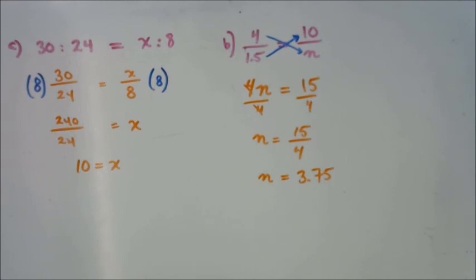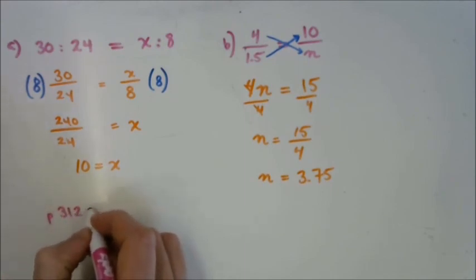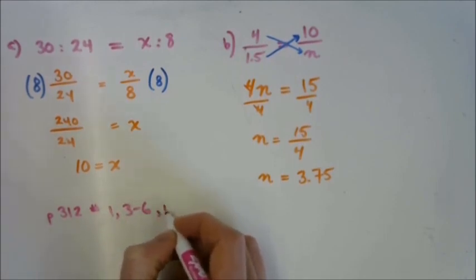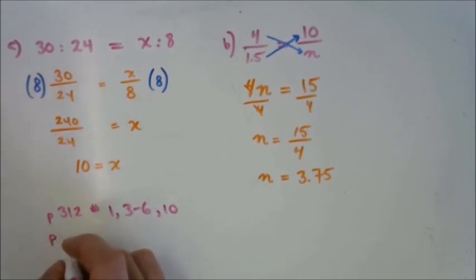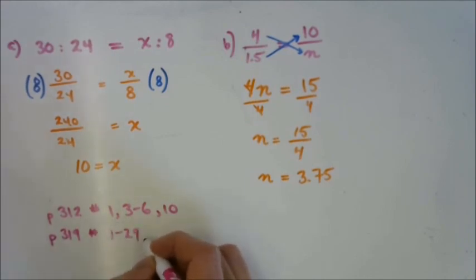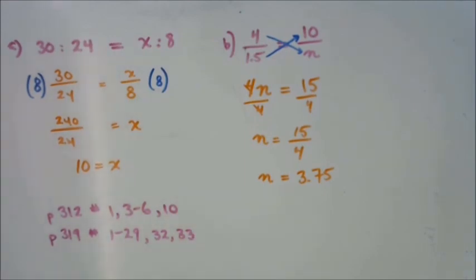Your practice problems are listed there at the bottom of page 13. For 1.13a, they come from page 312, and that's numbers 1, 3 through 6, and 10. And then for 1.13b, which is what we just completed, you have page 319, number 1 through 29, question 32, and question 33. Please come to class with questions if you have any.